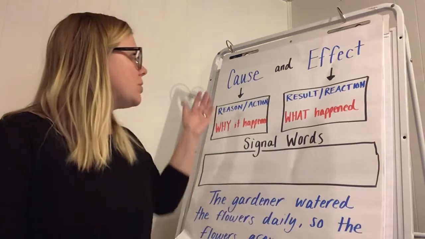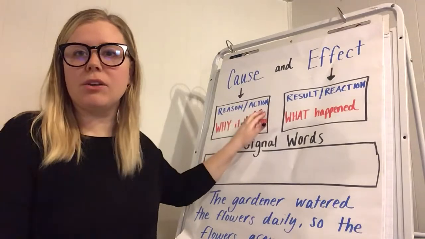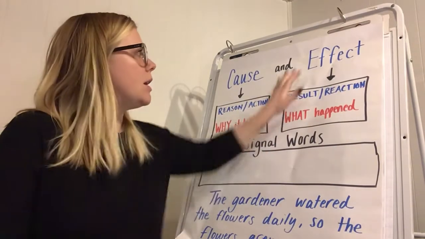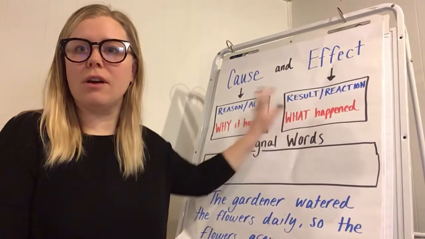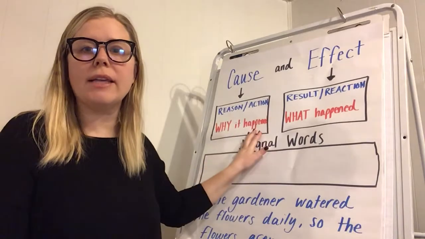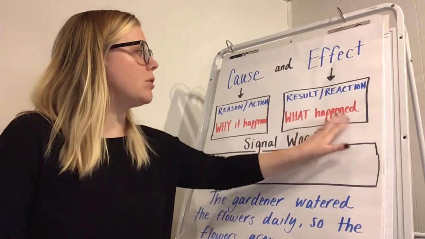Okay? So the cause is a reason or an action. So it's when you do something. An effect is the result of that action. Okay, so we can think about it as the cause is why something happened, and the result is what happened because of it.